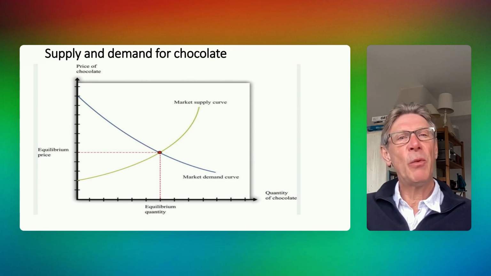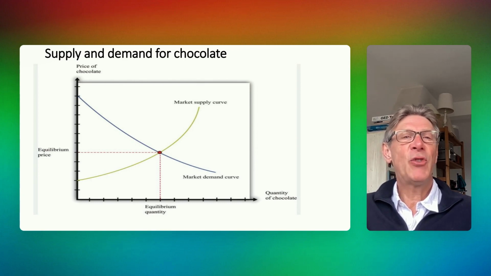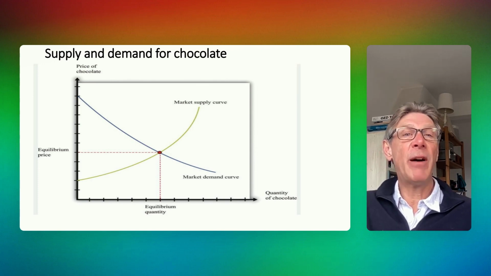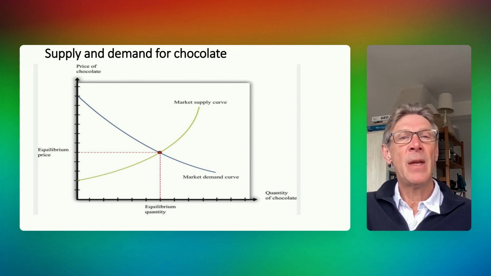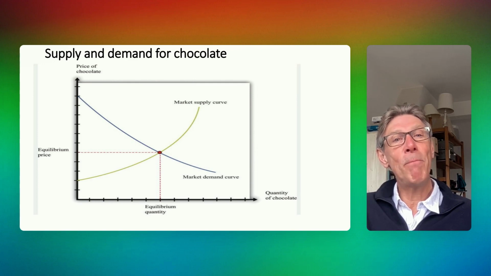But demand for chocolate will vary in the opposite direction. The lower the price of chocolate, the more people will want to buy it. If the price of chocolate is very high, you won't be able to afford to buy it. Maybe doing your cost-benefit analysis, you'll choose to buy another kind of sweet or another kind of food, or maybe you'll give up chocolate entirely. As the price falls, you'll be more inclined to buy chocolate.